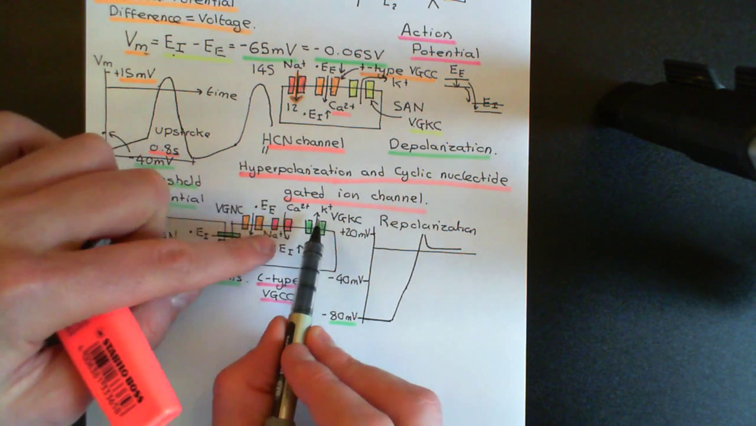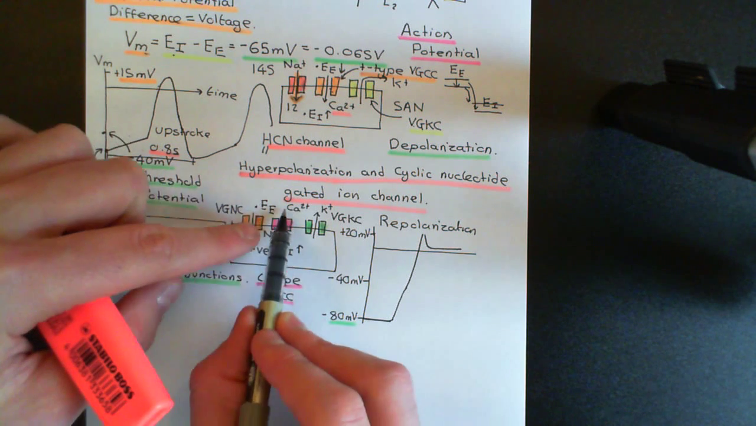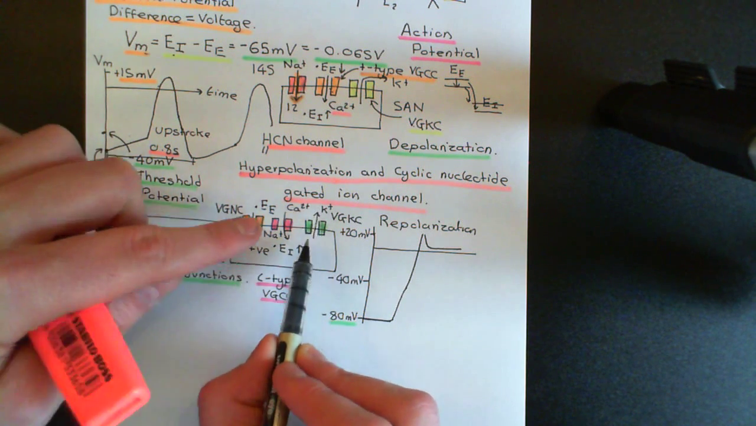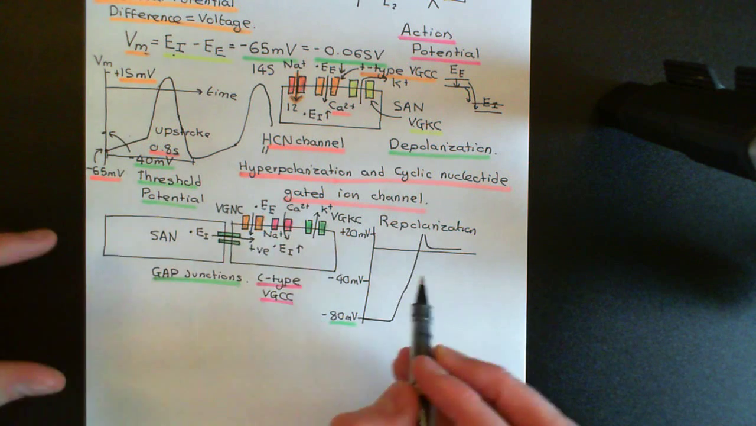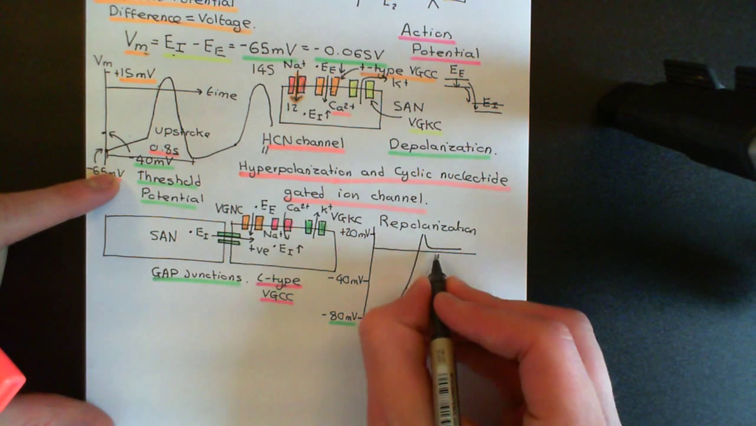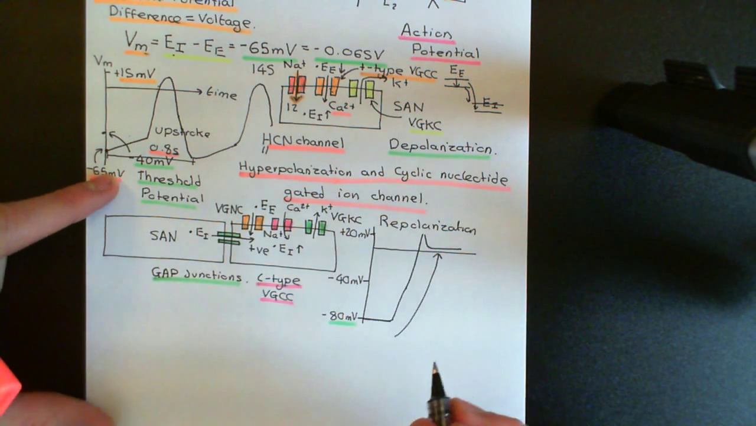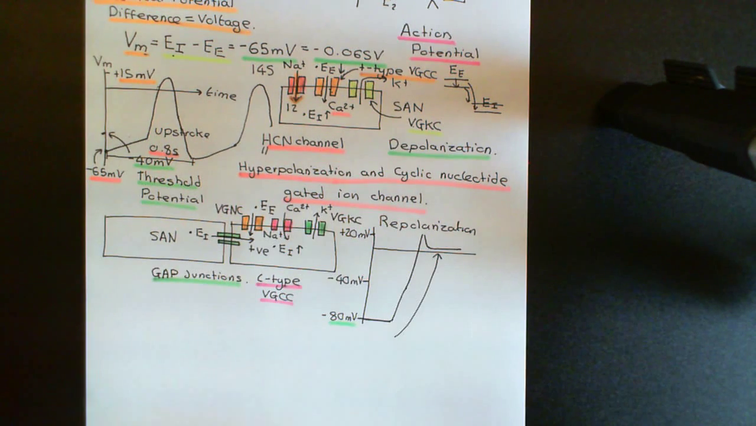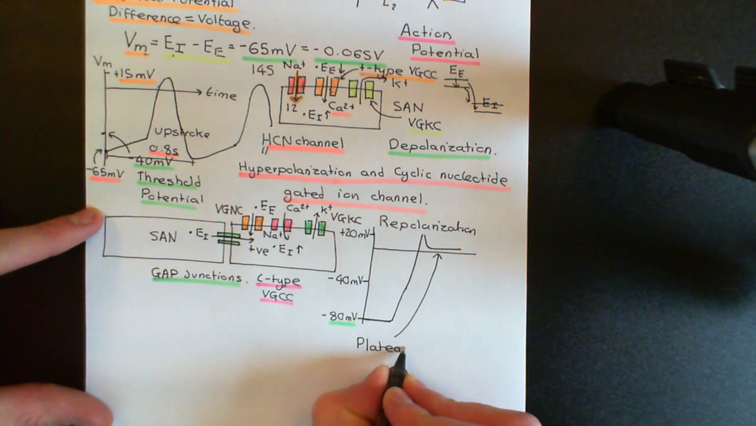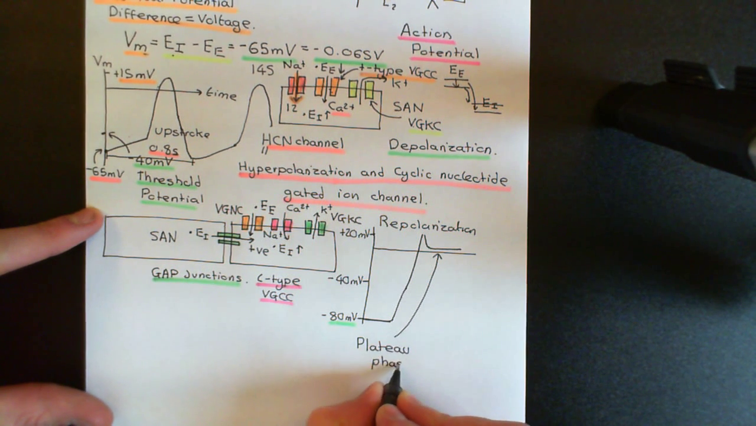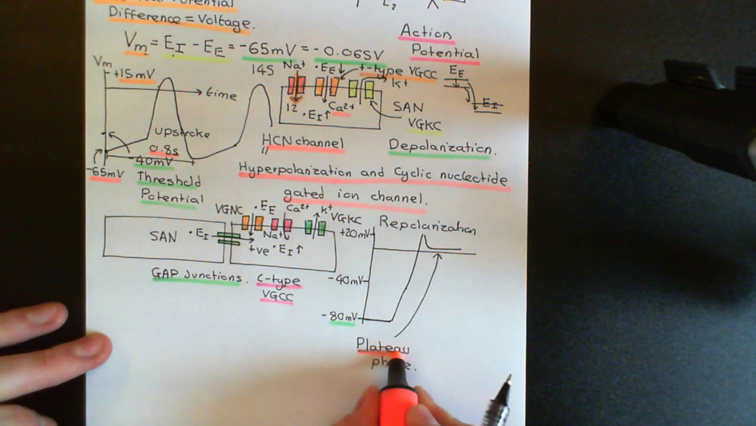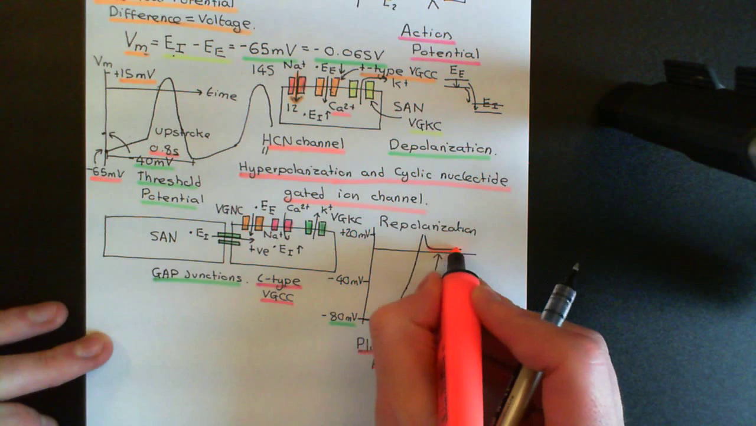So temporarily these two balance each other out, because these are bringing calcium in, positive charge in, and these are taking potassium out, so positive charge out. These two effects cancel each other out, so you get this flat phase in the action potential here, and you'll appreciate how different this is to the action potential that was generated in the sinoatrial node cells. This phase of the action potential is known as the plateau phase, and it's due to the balance between the calcium ions moving in and the potassium ions moving out.